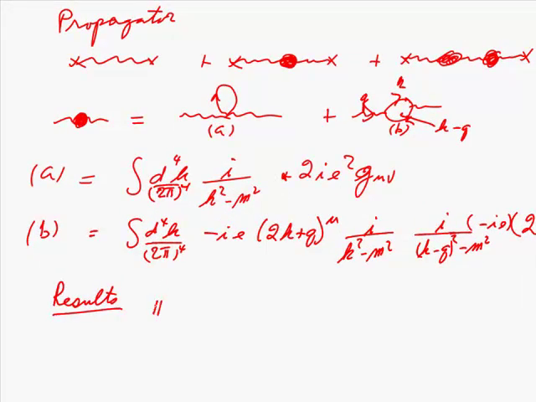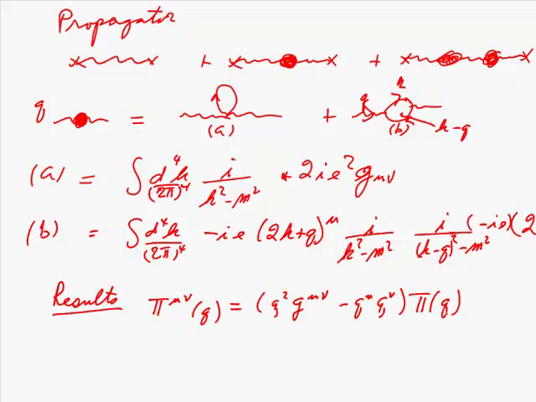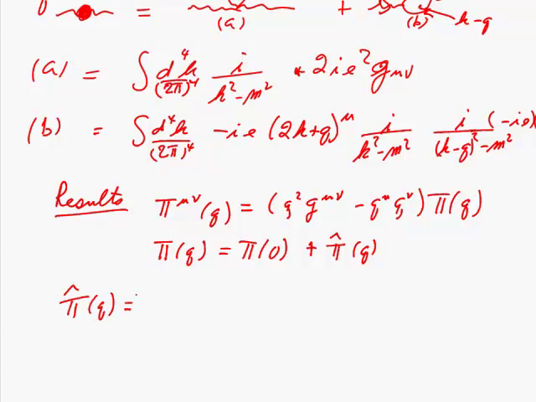The results, I write this function is called pi mu nu. It's the vacuum polarization function. It's a function of the momentum of the photon going in, which is q. By gauge invariance, it's constrained to be of the form q squared g mu nu minus q mu q nu times some scalar function. So q dotted into the thing has to give 0, and we showed that it's a Ward identity. Pi, the scalar function of q, is some constant piece, pi of 0, which turns out to be uninteresting, plus pi hat of q, where this pi hat of q is.